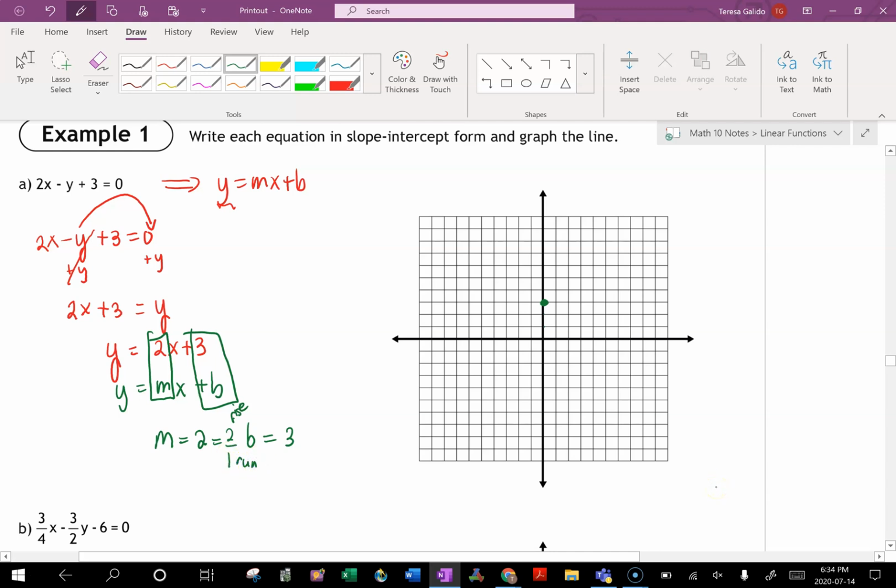Rise 2, run 1. Rise 2 and run 1, rise 2 and run 1. So our equation would look like this.